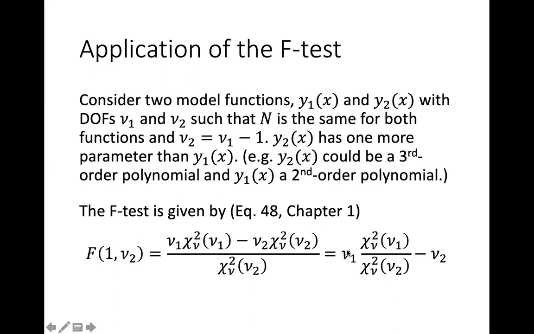Okay, and the way that you calculate this F value, it's given by this equation here. You take the number of degrees of freedom for model 1 times the reduced chi-squared value for model 1 divided by the reduced chi-squared for model 2 minus the number of degrees of freedom for model 2.